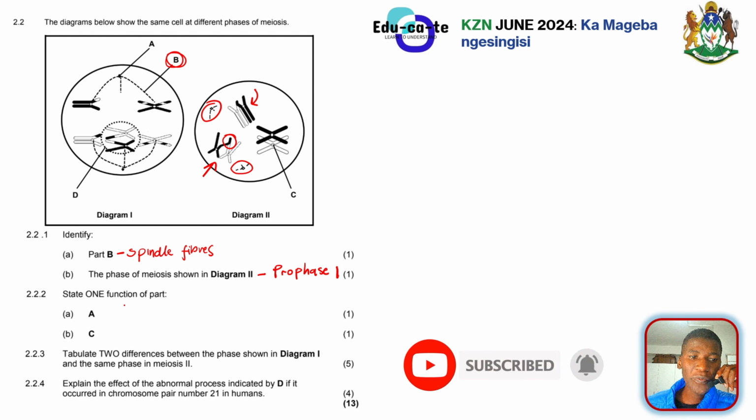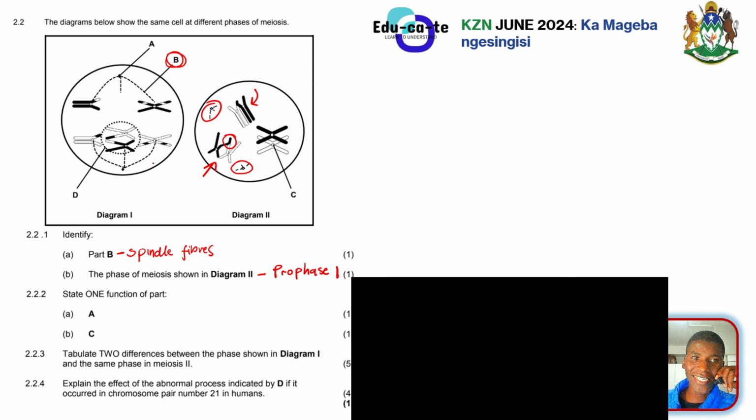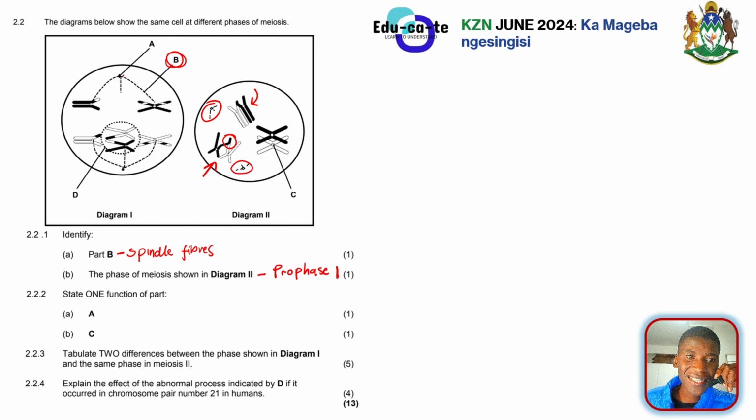And then now 2.2.2, state one function of part A. You can see that part A is just this dot where the spindle fibers are arising from. First of all, what is part A? To label part A precisely, it is known as the centriole. Remember, the centriole is the part whereby spindle fibers arise from it, because you can see that these threads that are attaching to the chromosomes, these spindle fibers, are coming from the centriole.